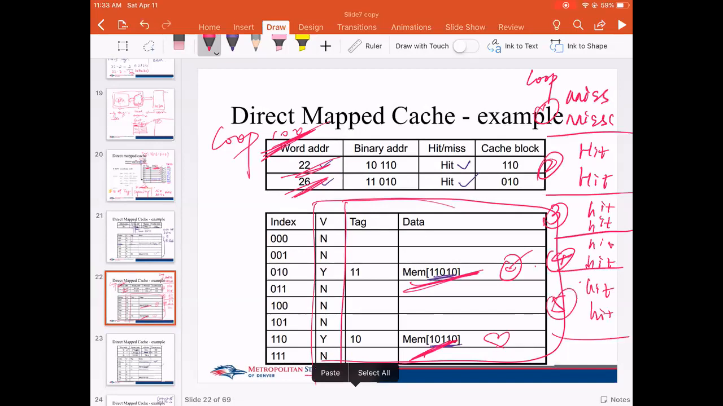Suppose I loop for 5 times. So this piece of program is executed 5 times, and I will have 2 misses, but 8 hits. So the miss rate will be 20%. And suppose you loop this for 1 million times, then your miss rate is almost 0%. I guess everybody gets the idea.